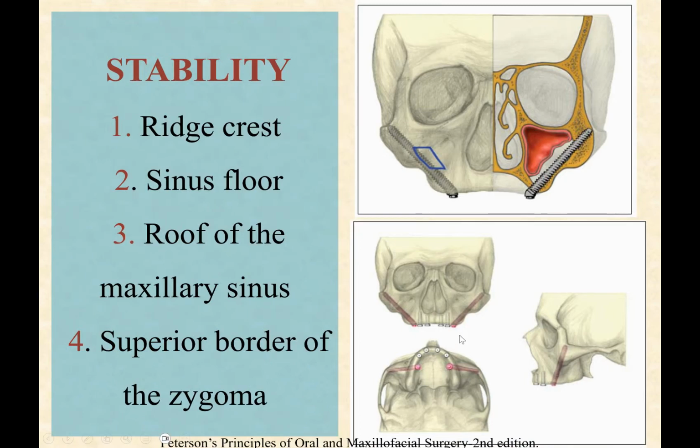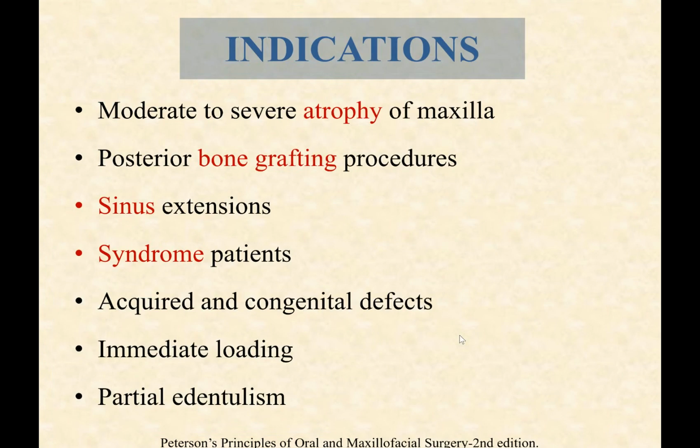The stability of the zygomatic implant depends on the ridge crest, sinus floor, roof of the maxillary sinus, and superior border of the zygoma. The indications for zygomatic implants are moderate to severe atrophy of the maxilla, failed posterior bone grafting procedures, sinus extensions, syndromic patients, acquired and congenital defects, immediate loading, and partial edentulism.